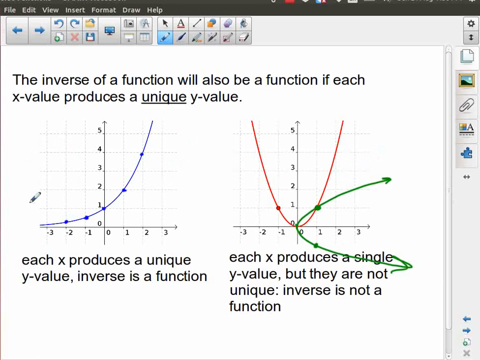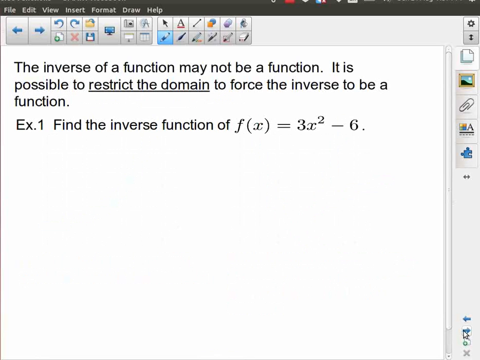This also passes a horizontal line test, which means that the inverse will pass a vertical line test. This one fails a horizontal line test, which means the inverse will fail a vertical line test. You're not going to be relying on this as your method of determining whether or not you have an inverse function, and certainly you won't be relying on this very often to prove you have an inverse. Now, again, as I mentioned before, we're usually interested in algebra.